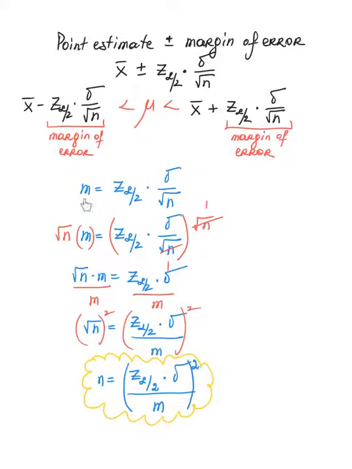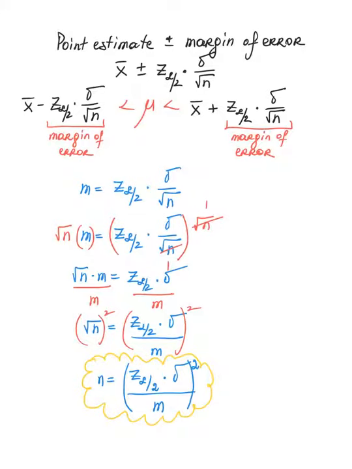Let's use letter m to represent the margin of error, which is z sub alpha over 2 times sigma over square root of the sample size n. This is what I'm trying to solve for. I want to know what expression will be giving me the right sample size. So at this point, I'm going to use some algebraic skills to solve this equation for n.